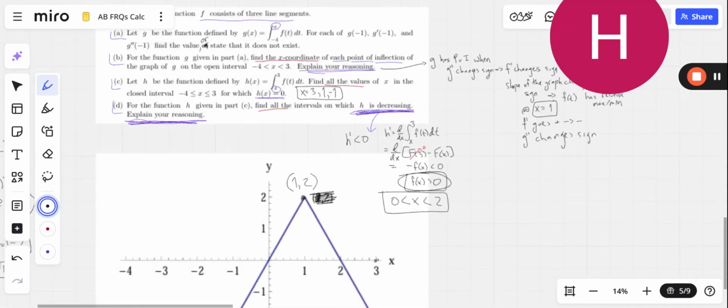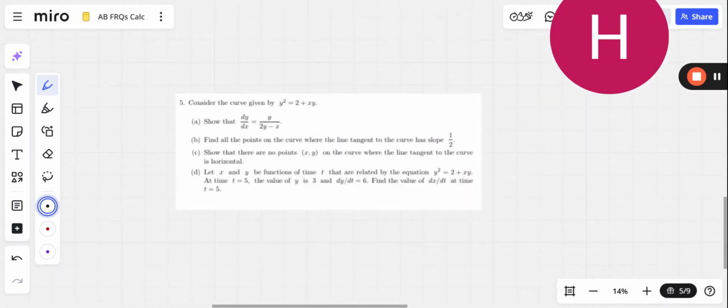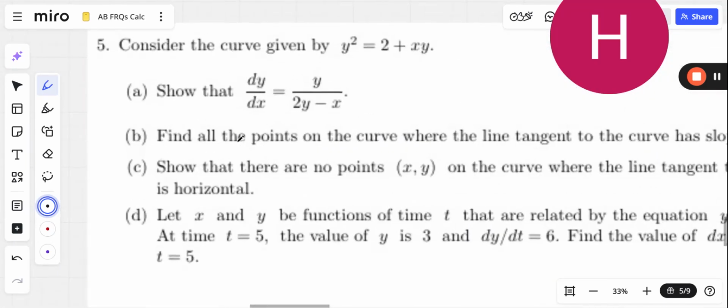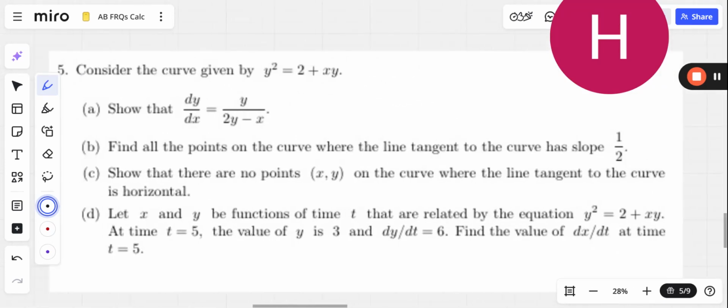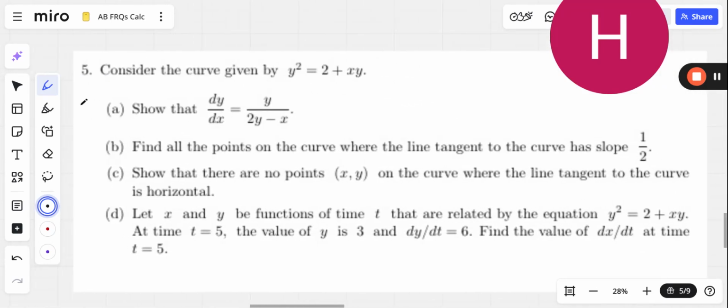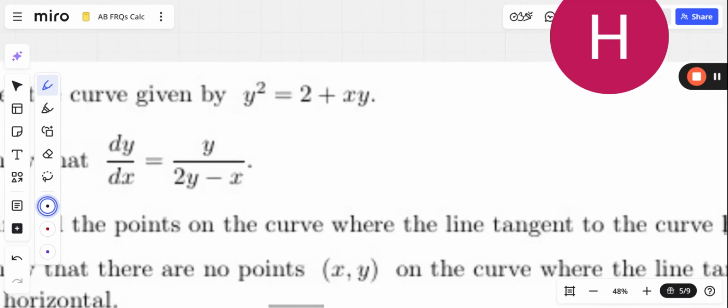So that does it for the first question. Let's move on to the next. Got some implicit differentiation vibes. I think I mentioned that earlier. Given the curve y squared equals 2 plus xy. Now that's a pretty gentle implicit curve that they've given you.